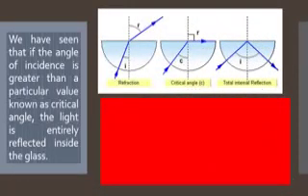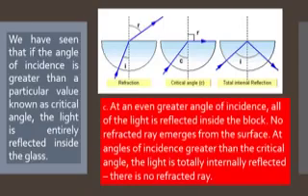We have seen that if the angle of incidence is greater than a particular value known as the critical angle, the light is entirely reflected inside the glass. Look at this illustration. The third one demonstrates that at an even greater angle of incidence, all the light is reflected inside the block. No refracted ray emerges from the surface. At angles of incidence greater than the critical angle, the light is totally internally reflected. There is no refracted ray.